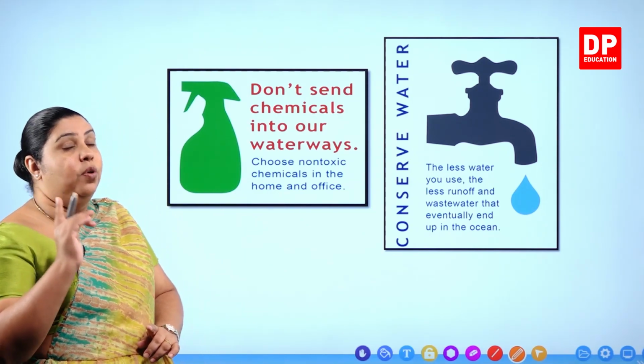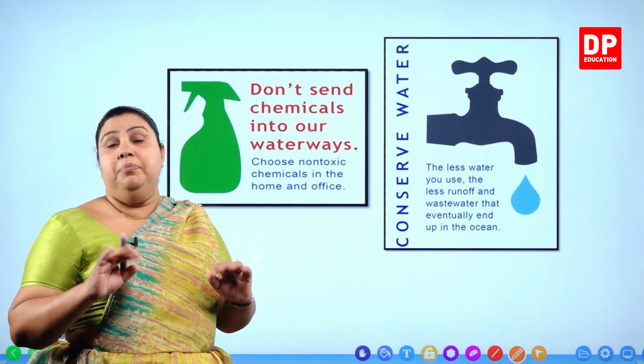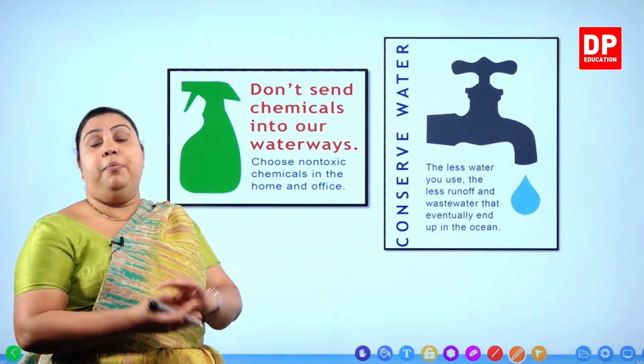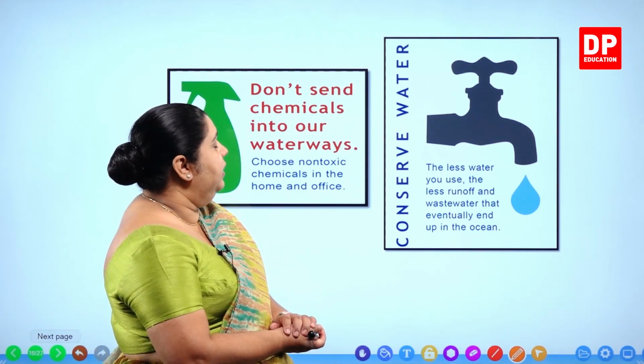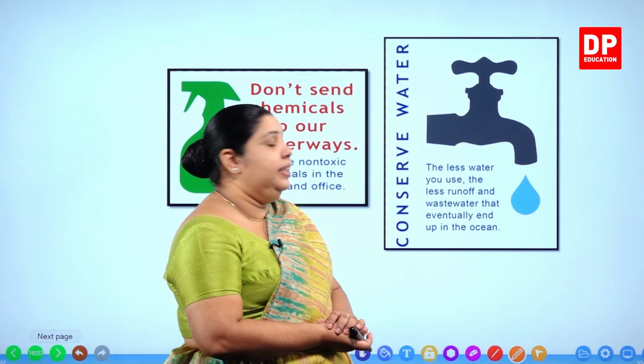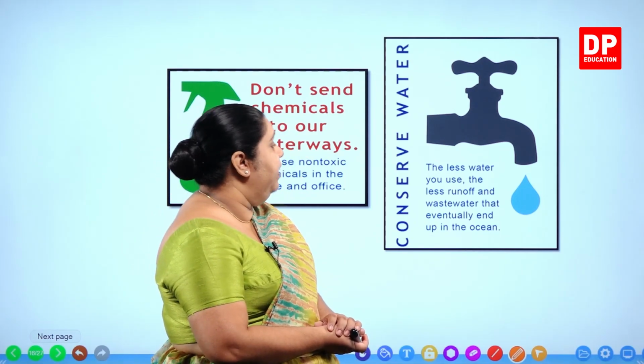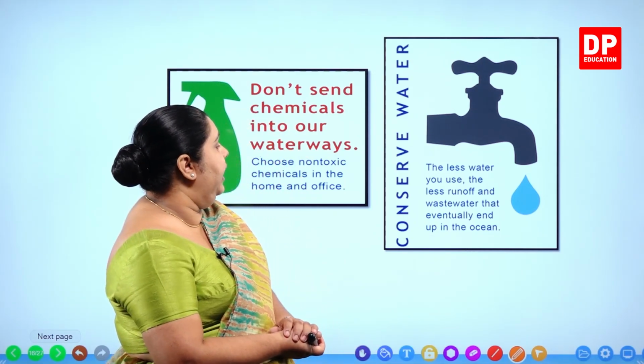So we have to think of all that when we are talking about our planet Earth. We need to save our planet. Okay? Then conserve water. The less water you use, the less runoff and wastewater that eventually end up in the ocean.